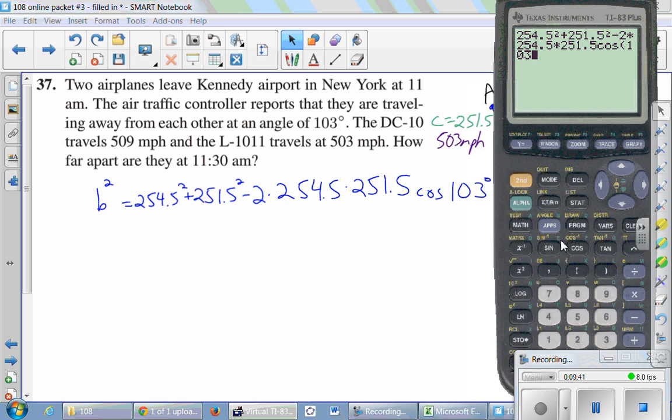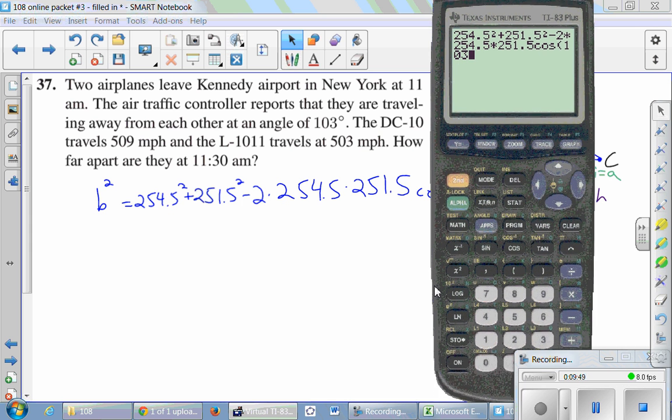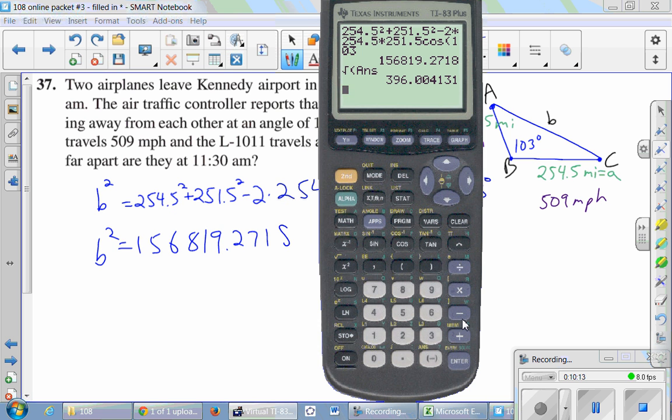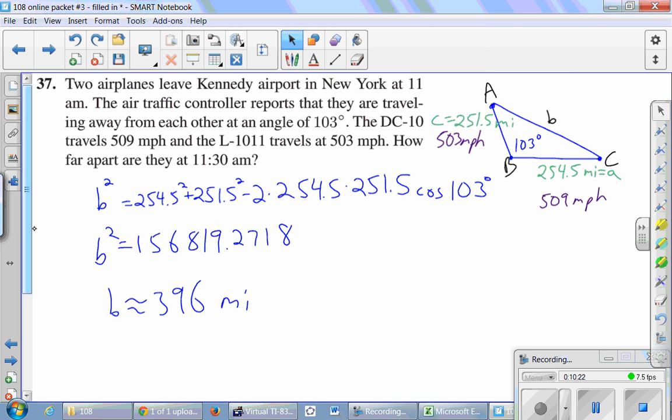Again, make sure you're in the right mode. My calculator is still in degree mode from the last problem, so that's correct. So if we've done all this right, then we should be able to hit enter and just get b squared in one fell swoop. So that's b squared. We need the square root of that thing. And we get about 396 miles apart. So that's our answer to this problem.